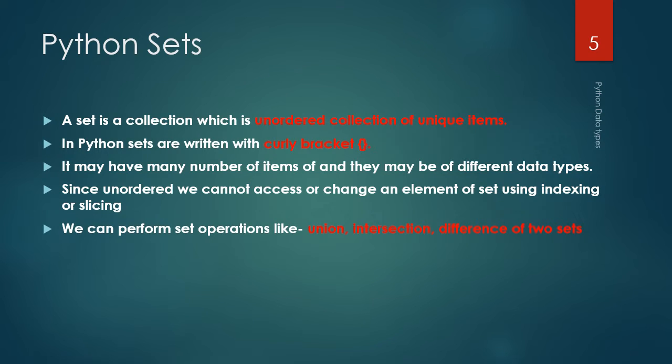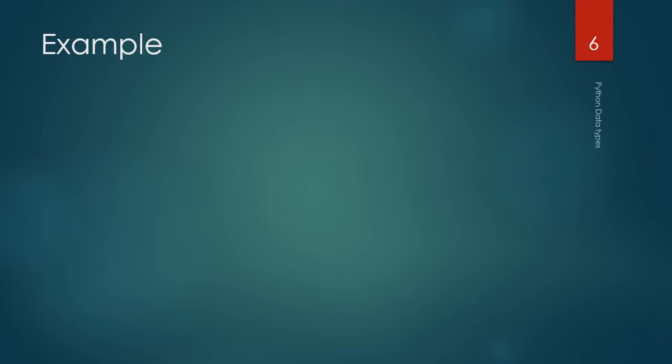That is, we can access the first element of a list using list of 0 and the last element of the list using list of -1. But that operation is not possible in case of a set. But we can perform many set operations like union, intersection, difference between two sets, etc. Now we'll see a simple example.